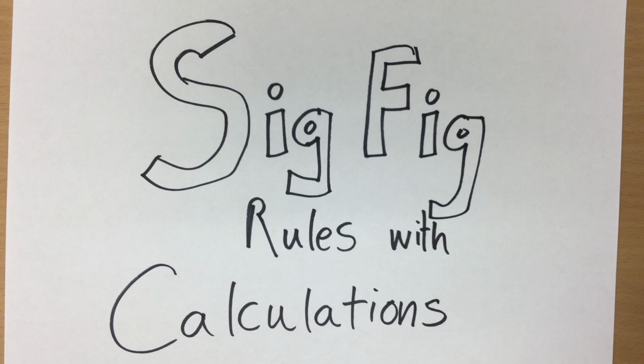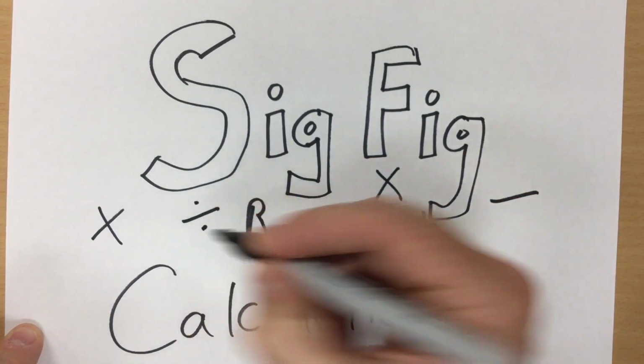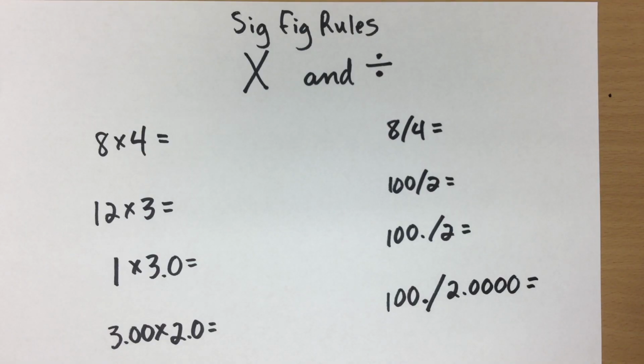Okay, we're going to be dealing with Sig Fig rules with calculations. That means when we're adding or subtracting or multiplying or dividing. So first we're going to go ahead and take a look at Sig Fig rules when we multiply and divide. So you can see there's 8 problems here, and I'm going to go ahead and solve these very quickly just to get our standard answers.